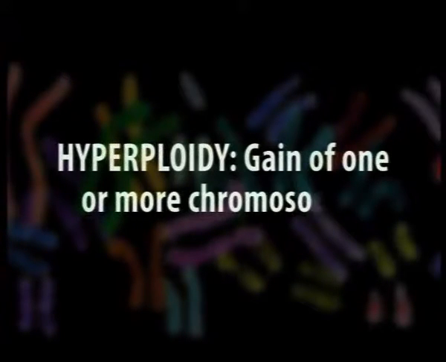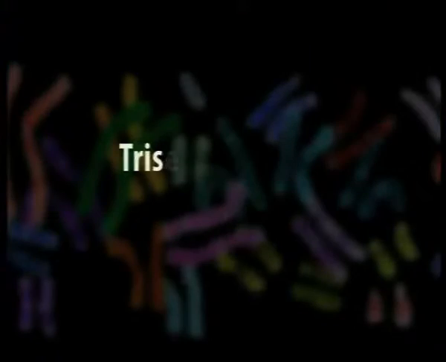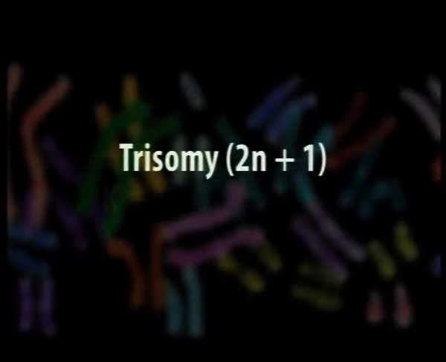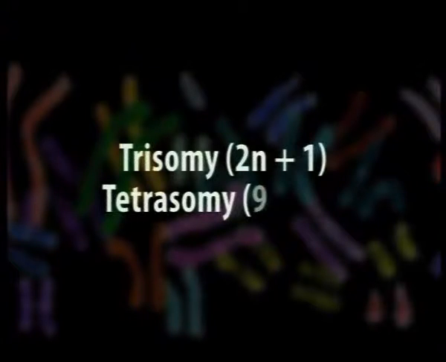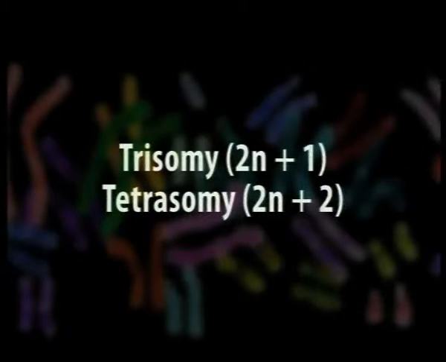The second one is hyperploidy, which means the gain or increase of one or a few chromosomes. Similarly, hyperploidy is also of two types. The trisomy condition, designated 2n plus 1, means there is an increase of one chromosome over the somatic chromosome number of a species, or the tetrasomic condition, where there is an increase of two chromosomes over the somatic chromosome number, designated 2n plus 2.